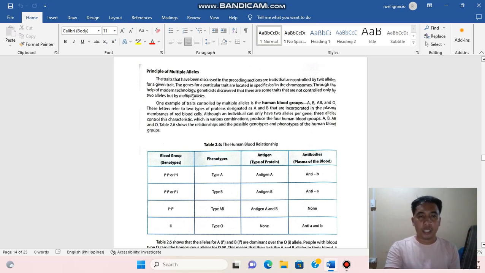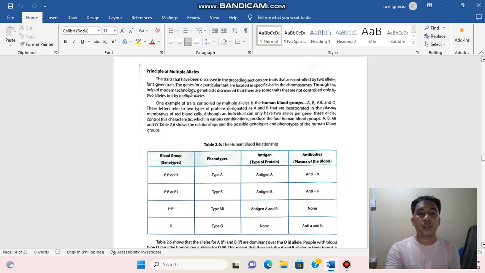Through the help of modern technology, geneticists discovered that there are some traits that are not controlled only by two alleles. Usually, in the patterns of inheritance we have learned, we observe only two alleles which have control of the trait. But in the case of the principle of multiple alleles, there are more than two alleles. That's why it is called multiple alleles.